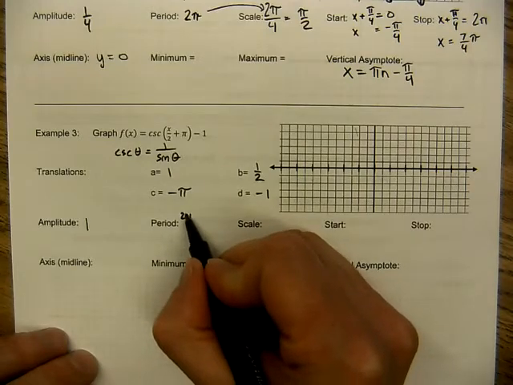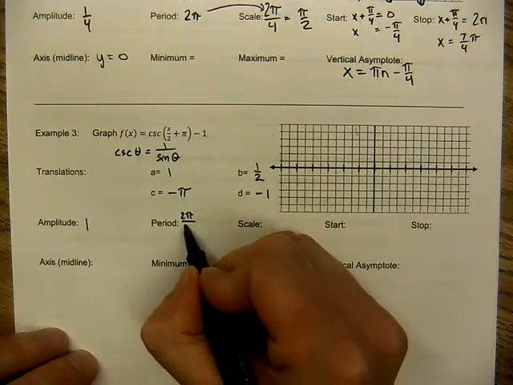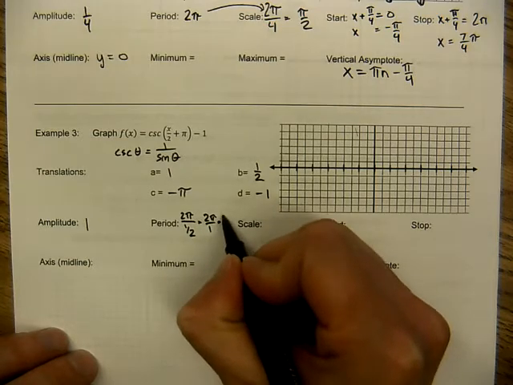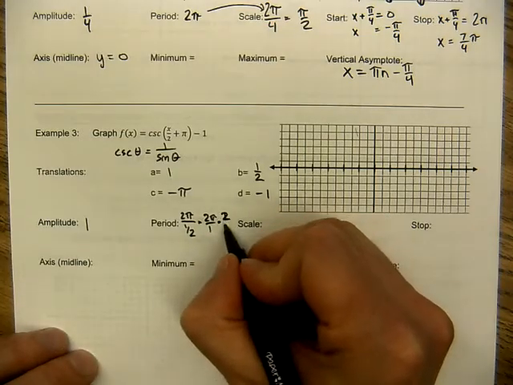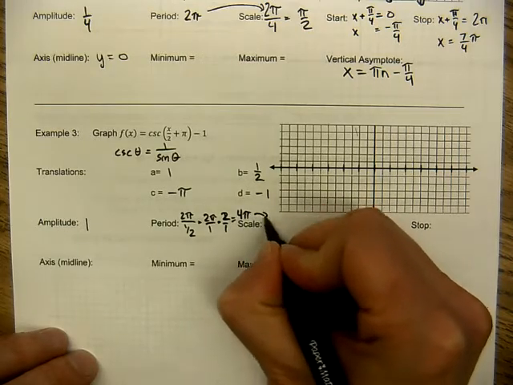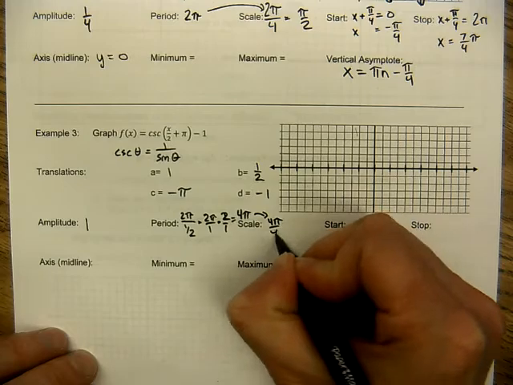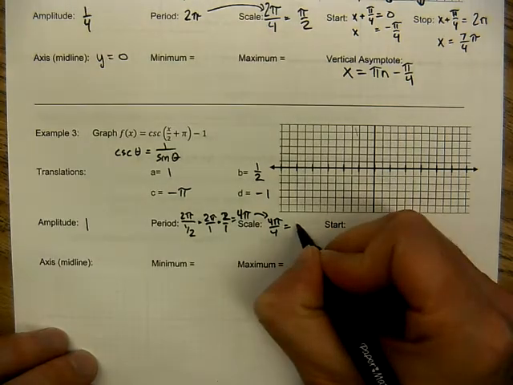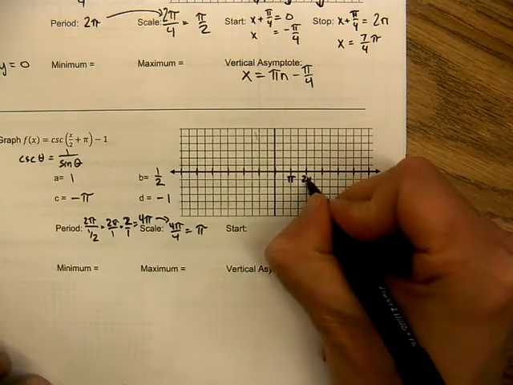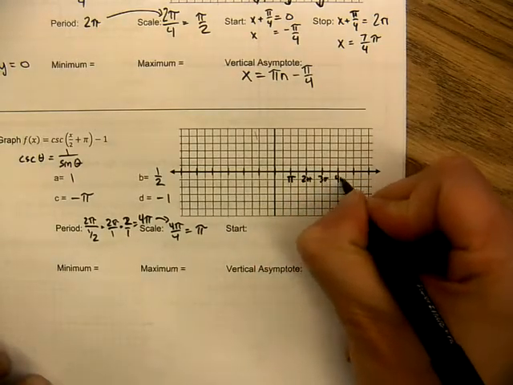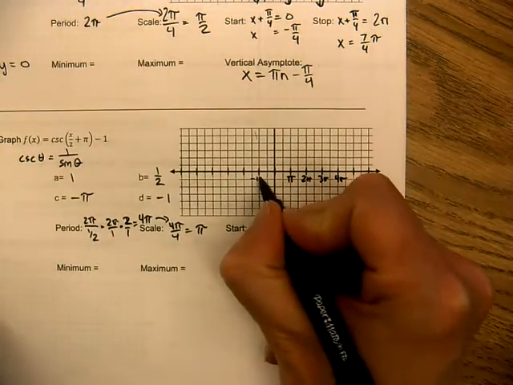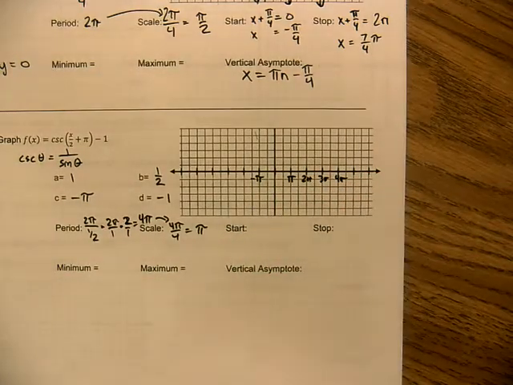Period is 2 pi divided by B. So remember, think of that as being multiplied by the reciprocal. So that's 2 over 1, and we get a result of 4 pi. So we take that 4 pi and divide that into 4 equal parts to get our jump, or the scale. So 1 pi, 2 pi, and so on. And negative pi on the left-hand side.